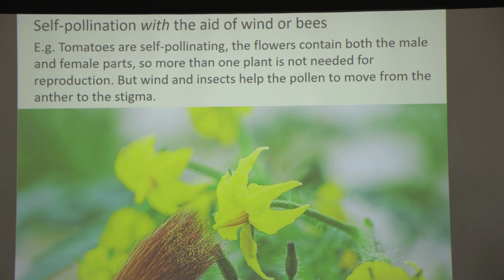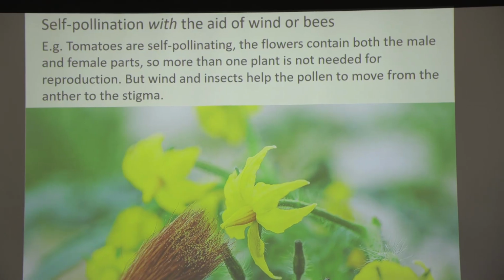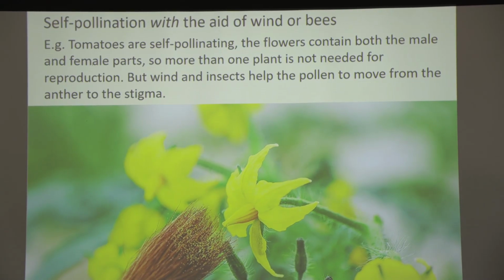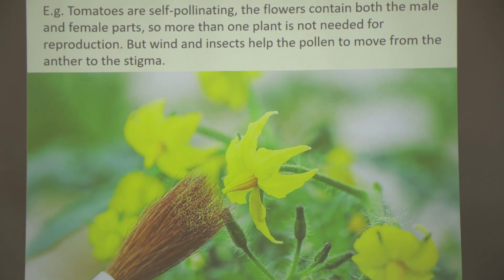So here's a tomato flower, and that's a brush. That's just for scale and shows the pollen grains as well. And this would be for artificial pollination, this would probably be for plant breeding, if you're breeding a variety of tomato and different varieties of tomatoes.